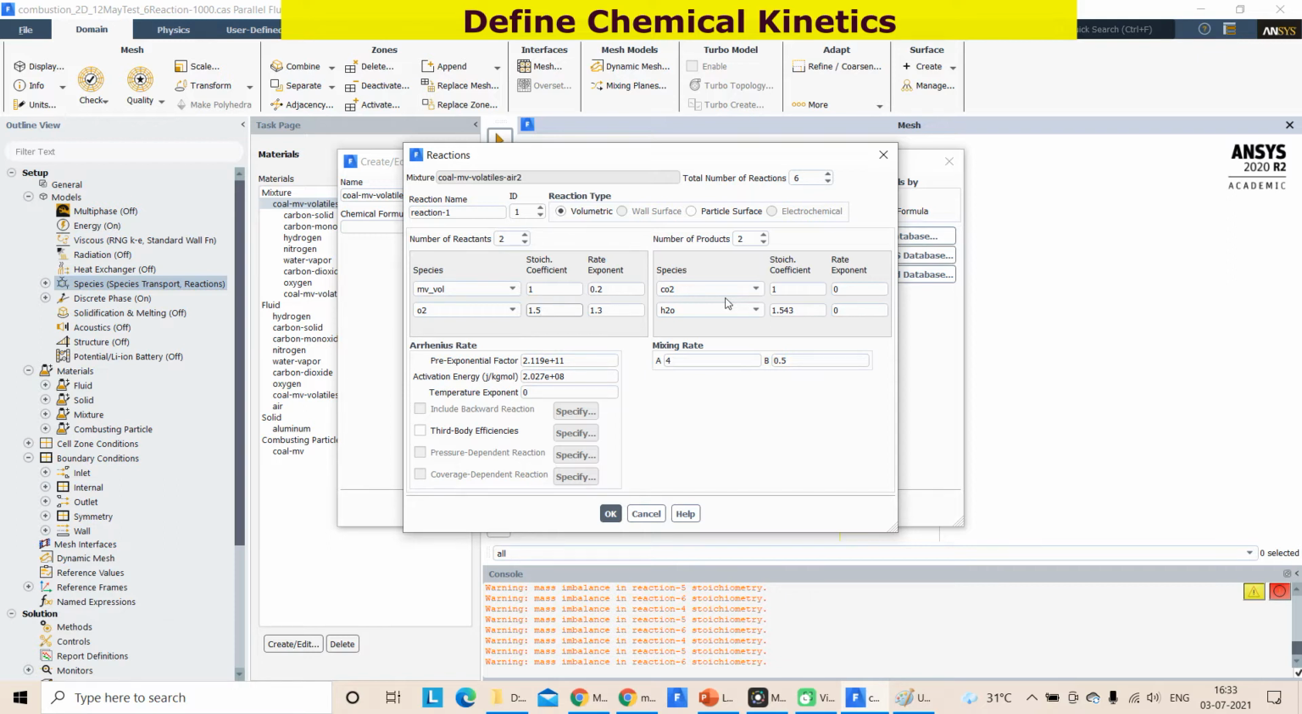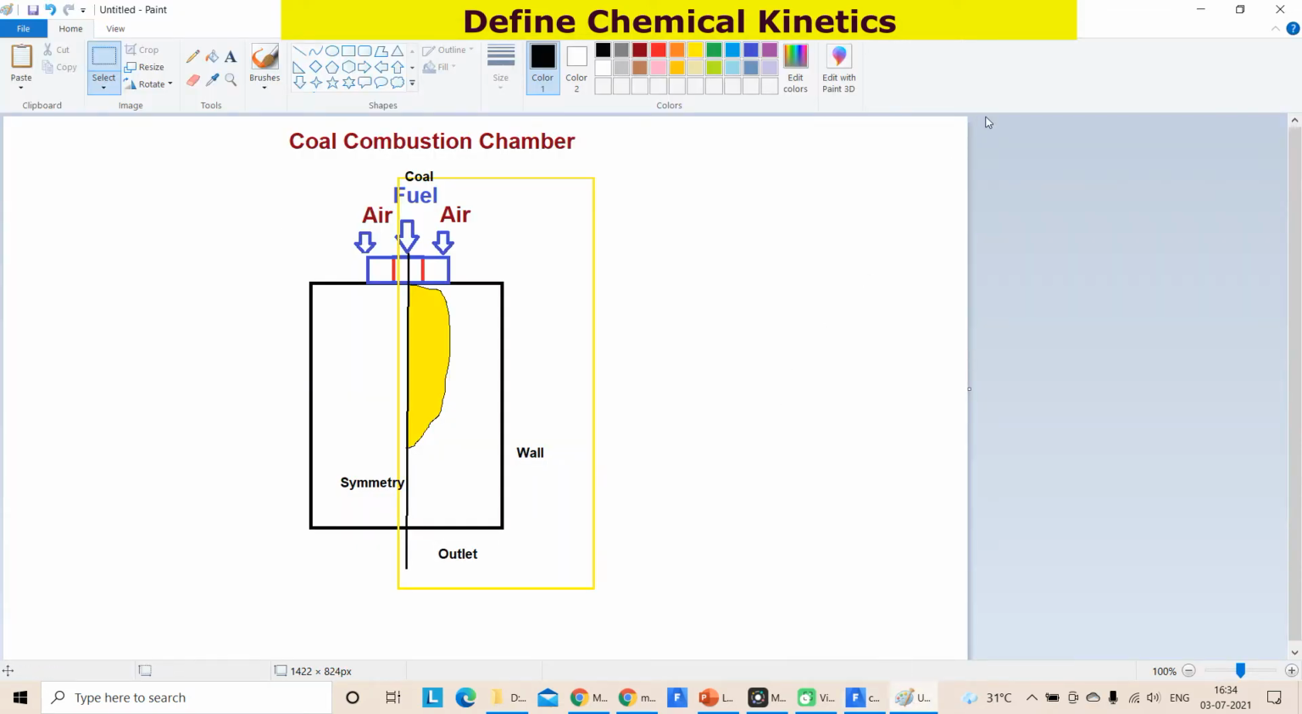This is also a complex process to find based on experiment. Most of the time you can get a database in the literature for some standard fuel species or some standard chemical reaction, which we can use for the CFD simulation. Then no problem. Then these are stoichiometric coefficients. These are some constants in the reaction. Okay. These are the reactions.